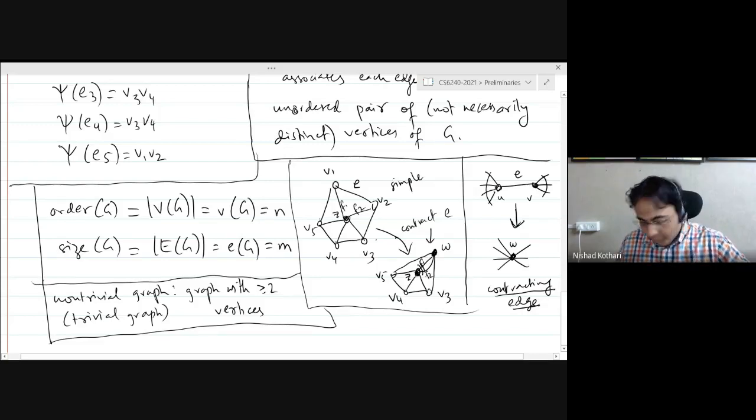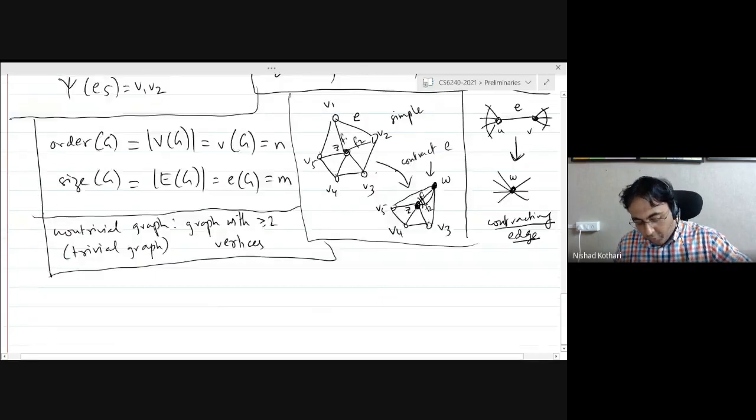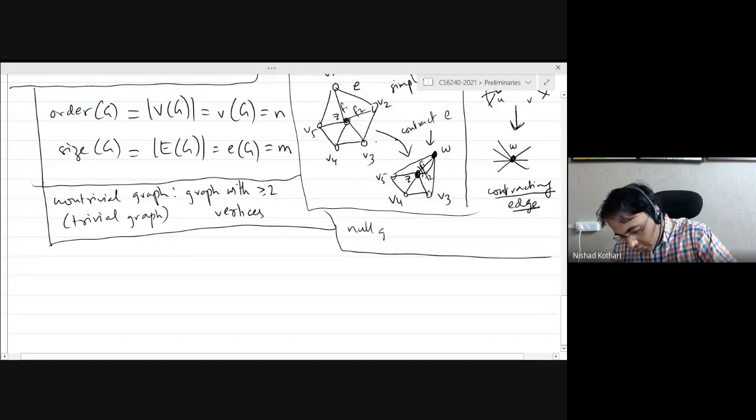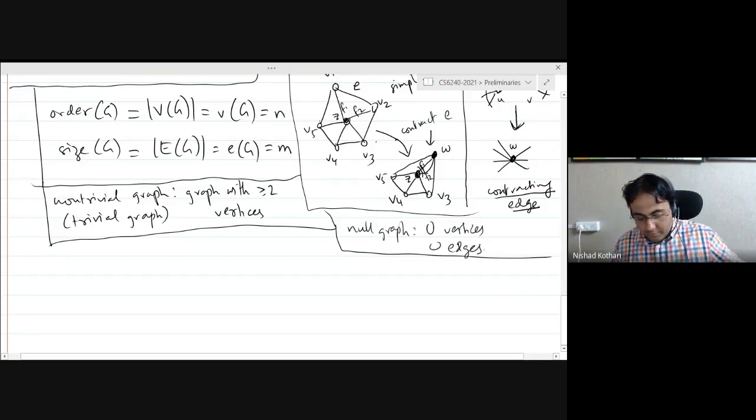Of course, there is another thing called the null graph, which is basically nothing, right? It's the graph with no vertices and no edges. The null graph has 0 vertices and 0 edges. I don't know when we will need this, but I'll just state it for the sake of completeness.